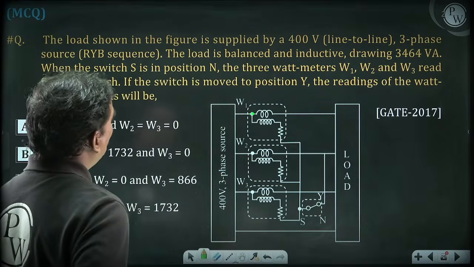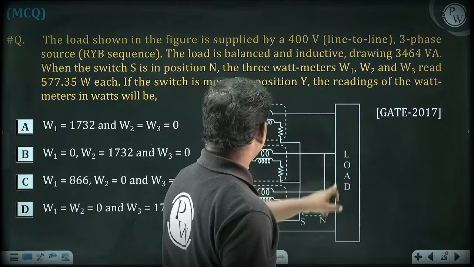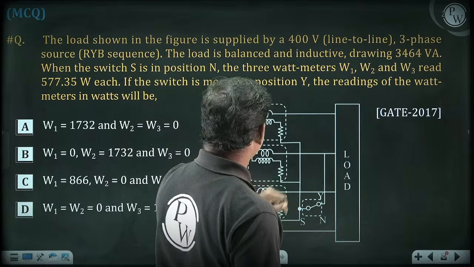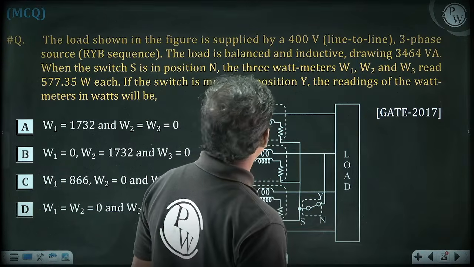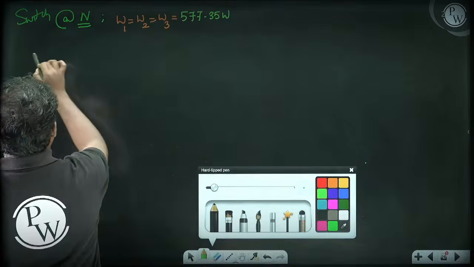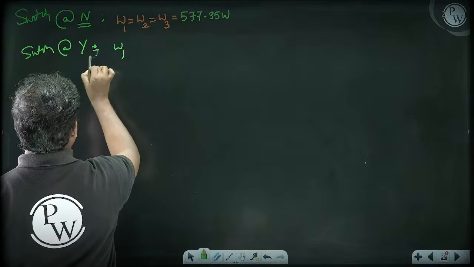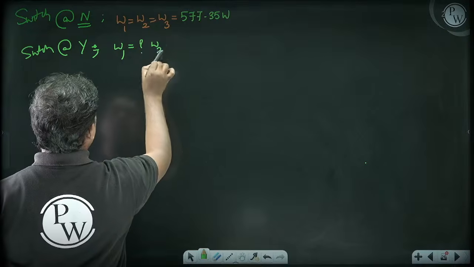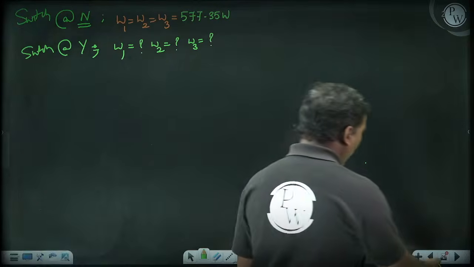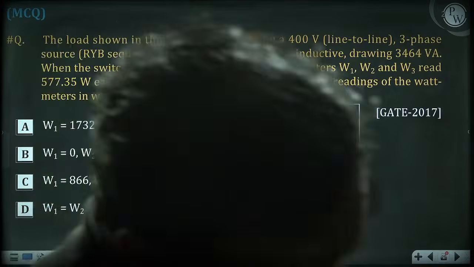If the switch is moved to position Y, that is connected to which line? Y line. Now if the switch is connected here, then the readings of the wattmeters will be dash. So at switch position Y, what are the W1 reading, W2 reading and W3 reading? Now it is connected to one of the Y line.